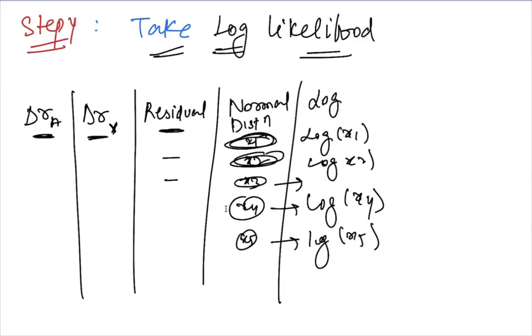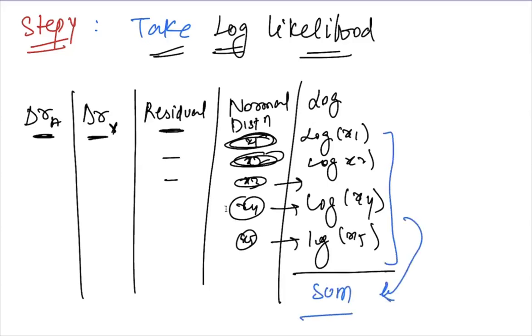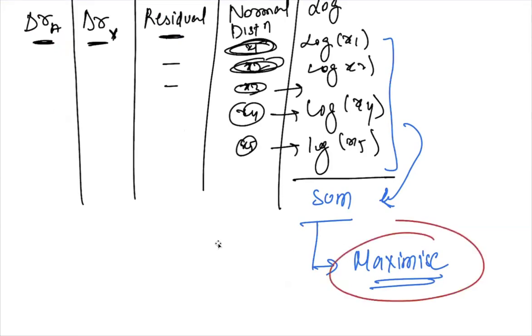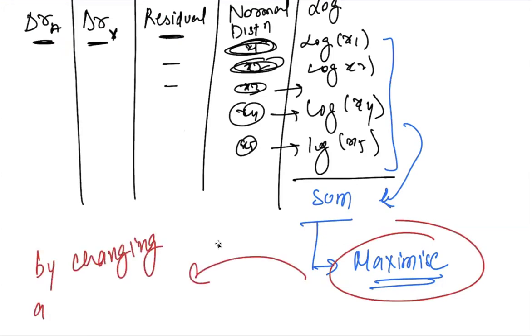After taking log, what you do is just sum up all of these values, and then try to maximize this value. And how will you maximize this value? By changing the parameters like a, b, and sigma.